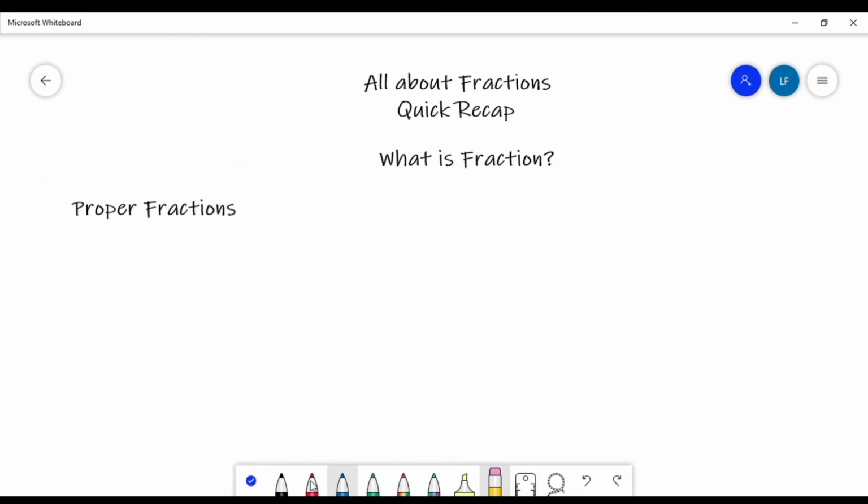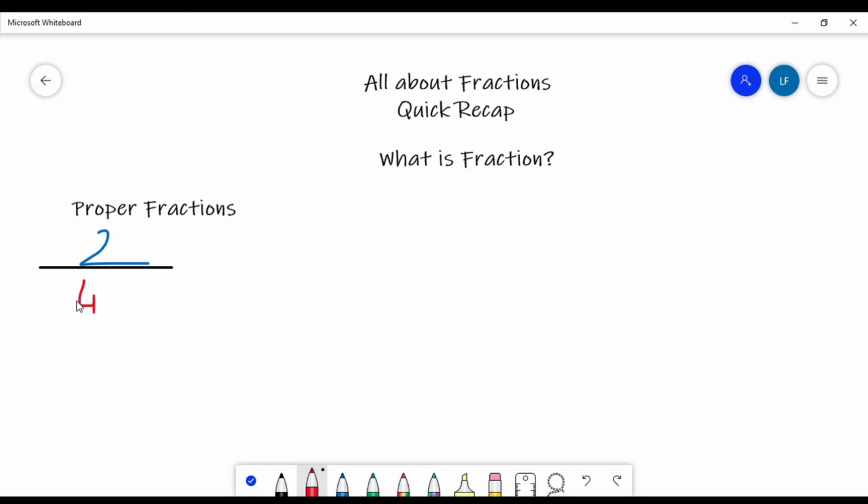Okay, so let's take this example, 2 by 4. We can say this is a proper fraction. Well, what is the difference? It is because a proper fraction is the type of fraction in which the numerator is smaller than the denominator.